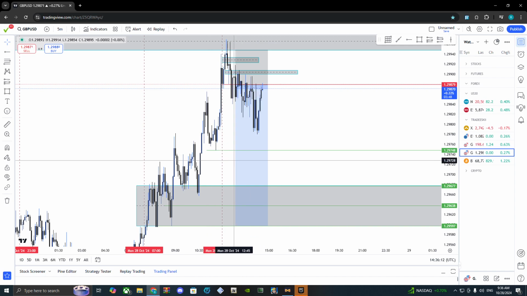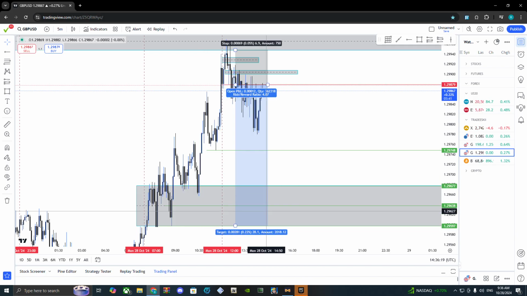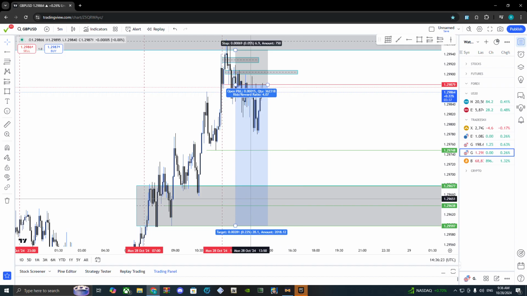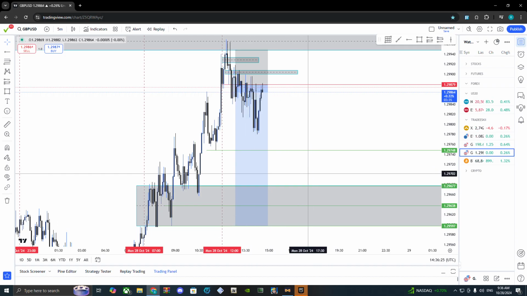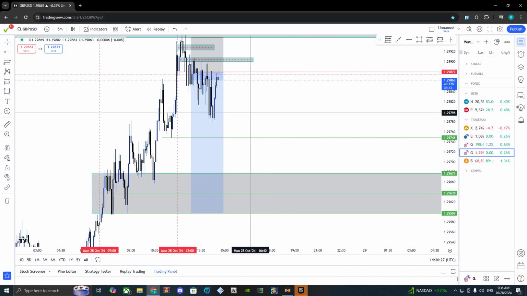My first TP was right here. My second was at the base, the start of the London session low. Third take profit, the midpoint of the London session low, and my final take profit was at the very end of the London session low.